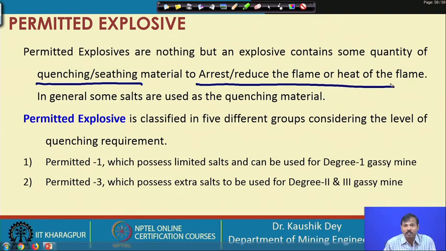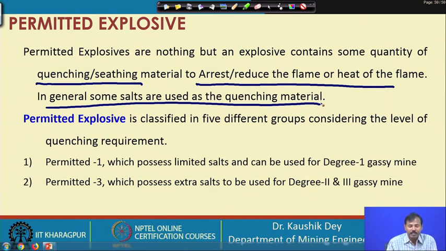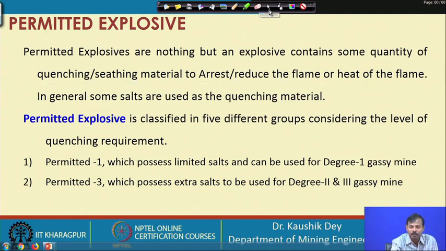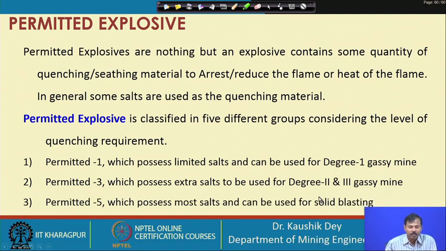If it is there at all, it is not of that much magnitude that will ignite the methane air mixture. So, basically what we are doing, we are mixing some quenching or sheathing material with the normal explosive types, so that we can make it the permitted explosive. And based on this, there are basically 5 classifications of permitted explosives. First let us discuss permitted 1, 3 and 5, we will discuss 2 and 4 later on.